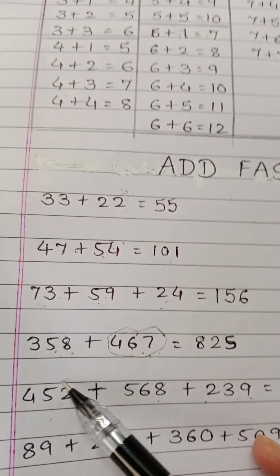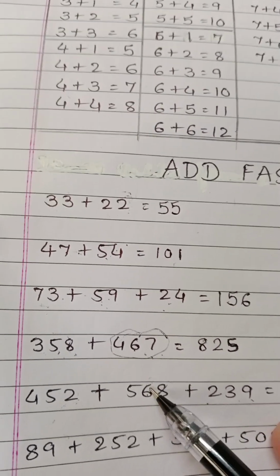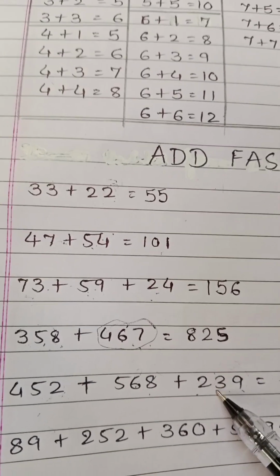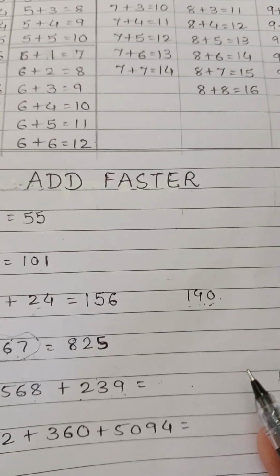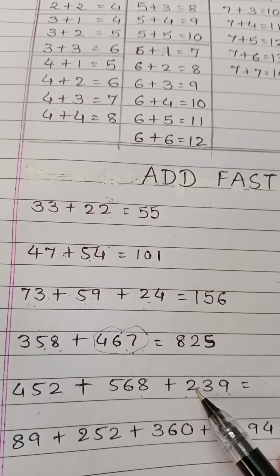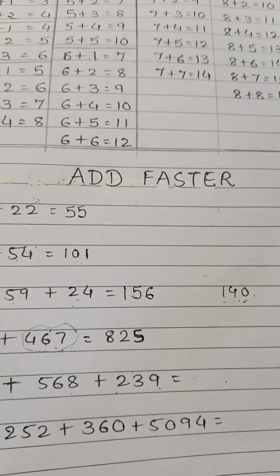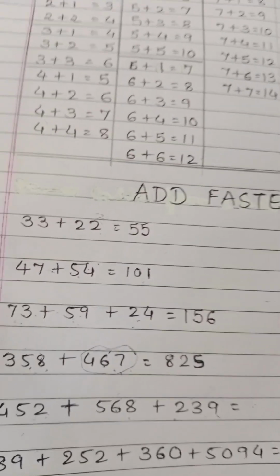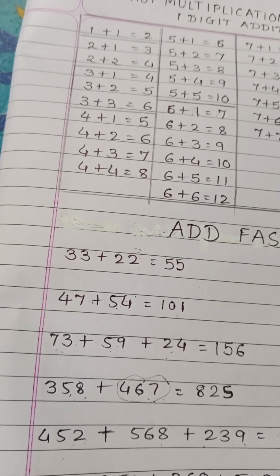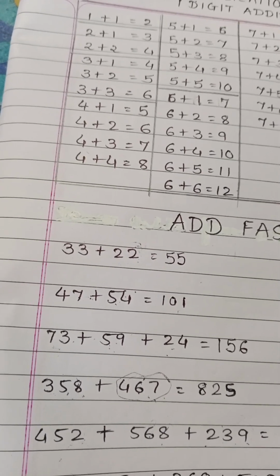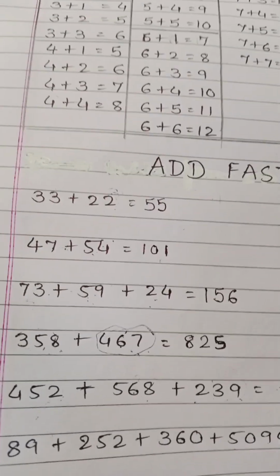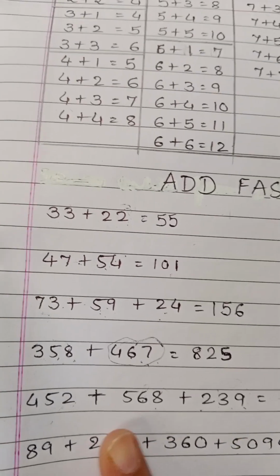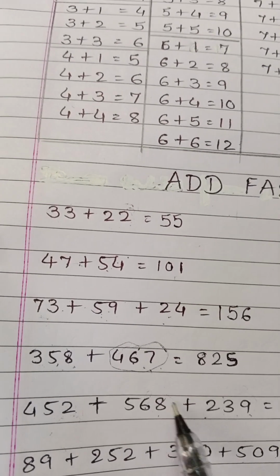Now check this. This is 50, 60. 50 and 60 is 110 plus 30. 110 plus 30 is 140. Now see, this total was 1100. You add 140 in 1100. So when you add 140 in 1100, 1100 plus 100 will be 1200. 1240. It will be 1240. Okay, 1240.